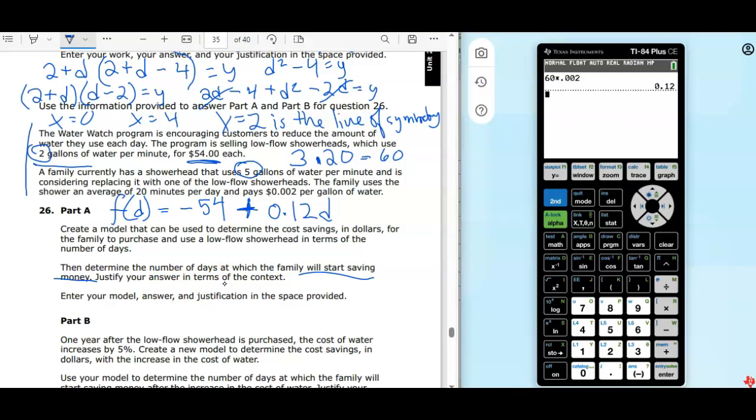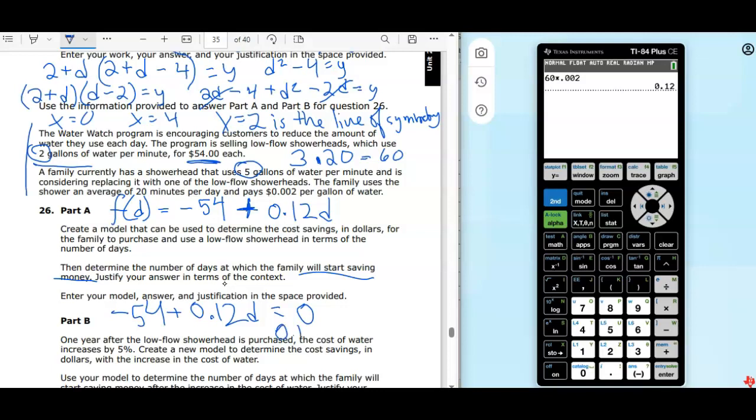So after they break even, then they're going to start to save money, right? So it's $54 is how much the cost is. So I need to be above $54, right? And so negative 54 plus 0.12d equals 0. When I finally hit that breaking point, then I know I'll have made it, right?